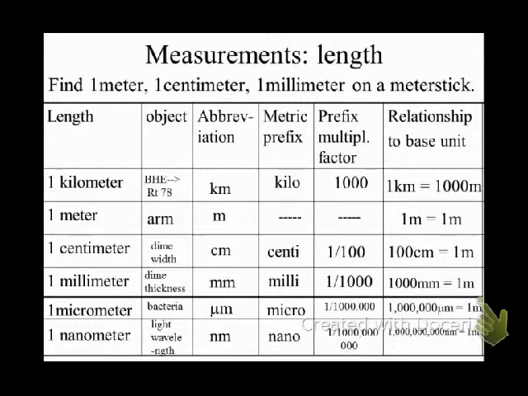Okay. Finally, in the last column, what I'll show is the useful relationship. A kilometer is 1,000 meters. 100 centimeters is equal to a meter. 1,000 millimeters is equal to a meter. 1,000,000 micrometers is equal to a meter, and 1,000,000,000 nanometers is equal to a meter.